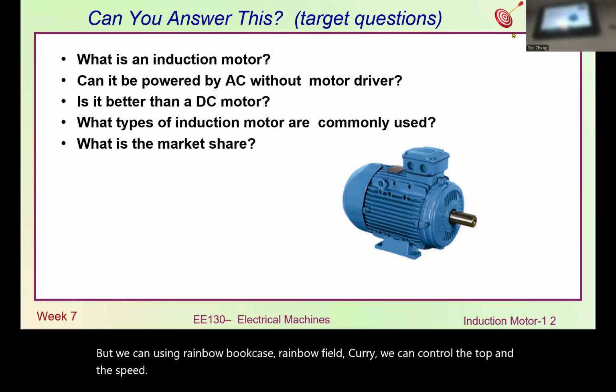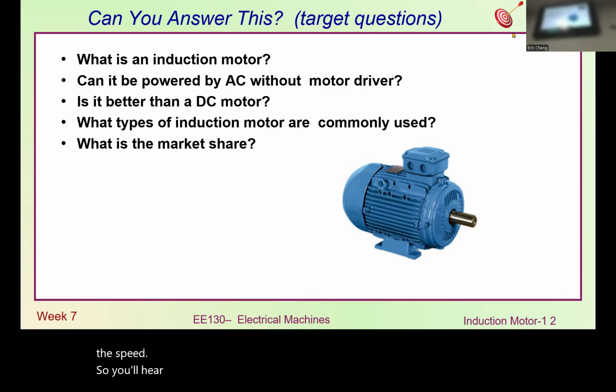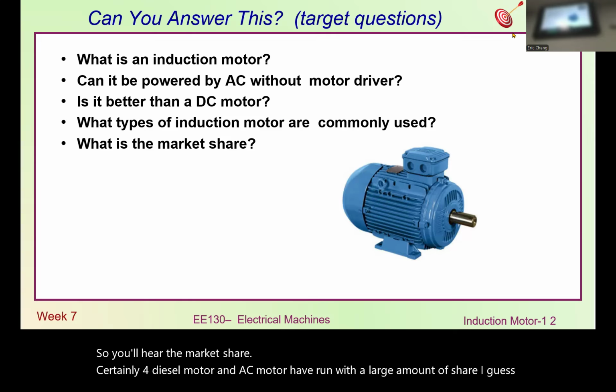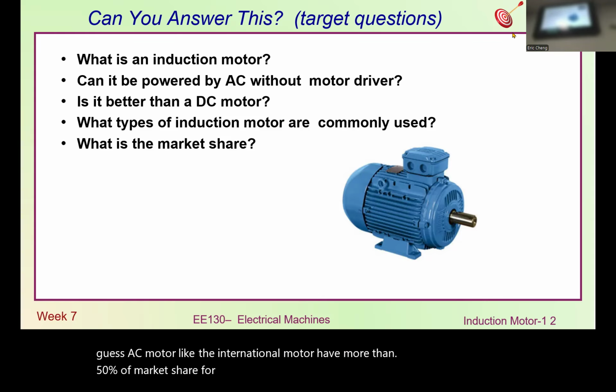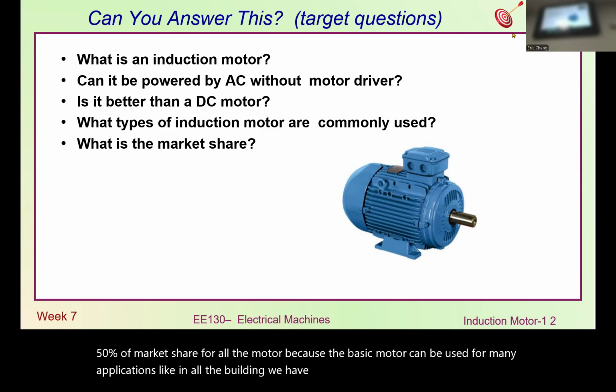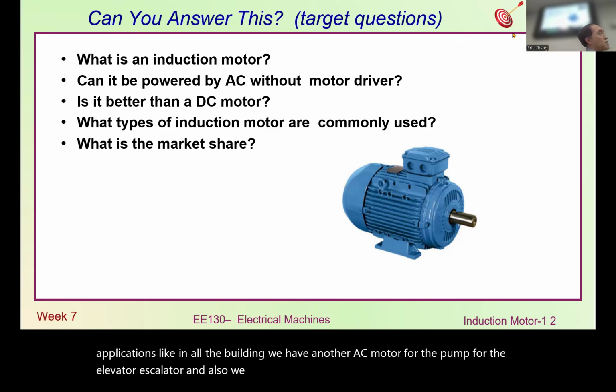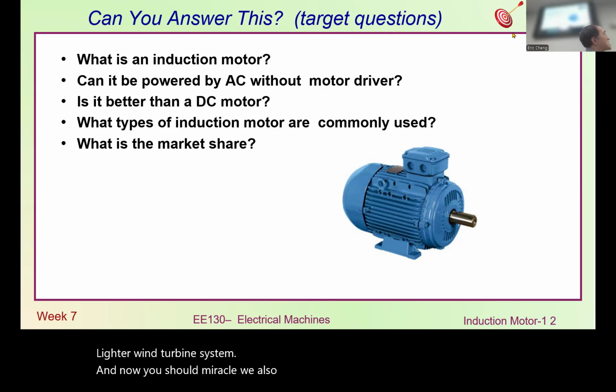So in here, the market share certainly of both DC motors and AC motors is really large. I guess AC motors, like induction motors, have more than 50% of the market share for all motors, because the AC motor can be used for many applications, like in buildings for the pump, the elevator, the escalator, and also for power regeneration, like the wind turbine system, and electric vehicles too. So the market share will be quite large.